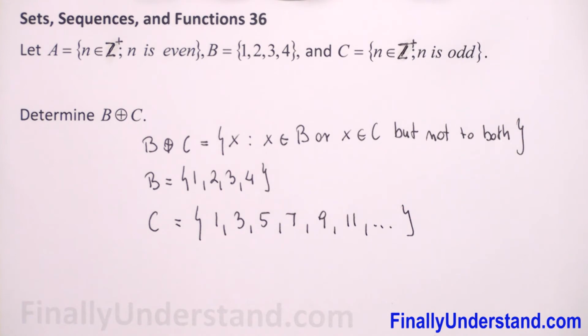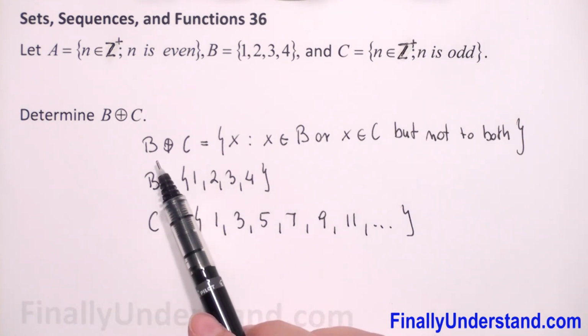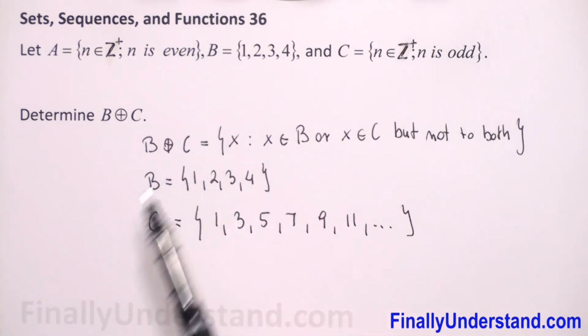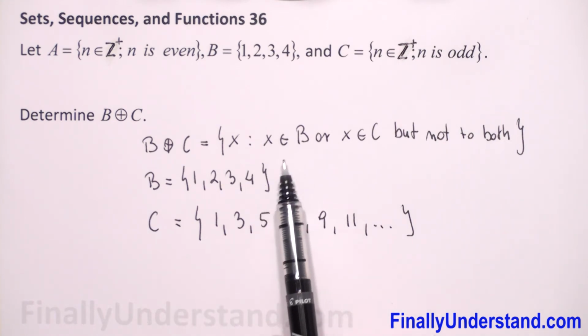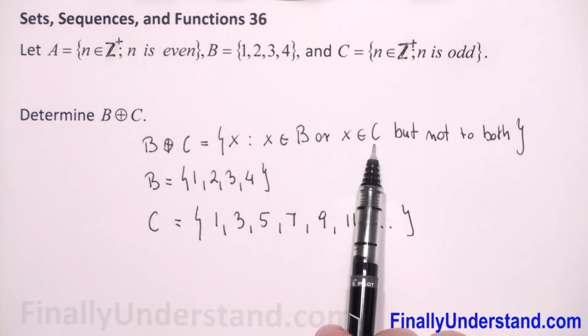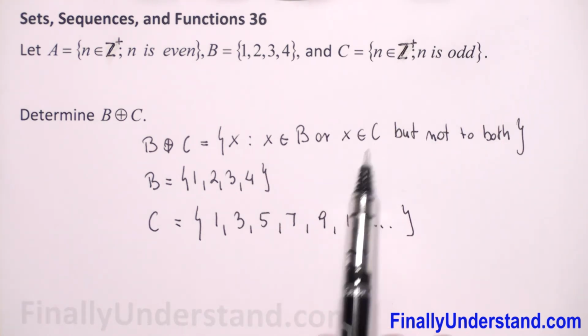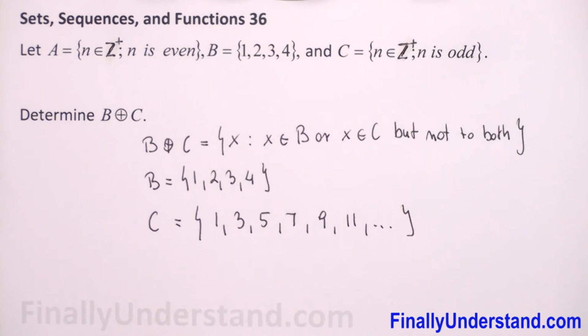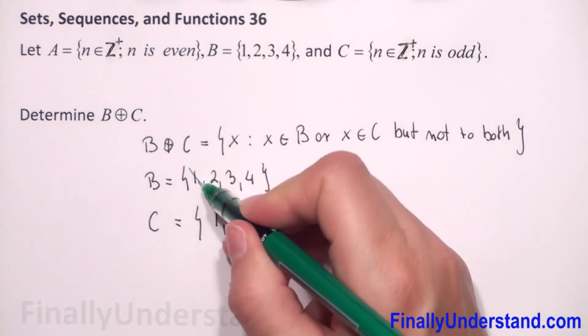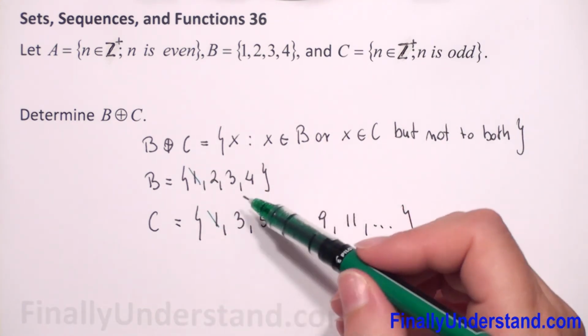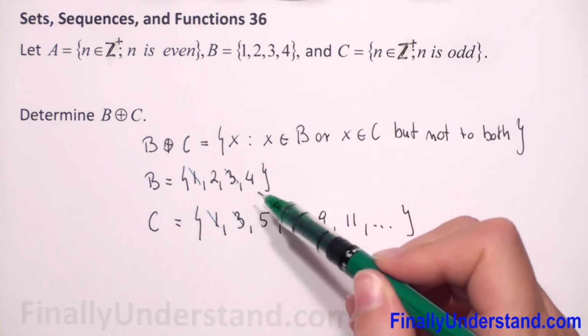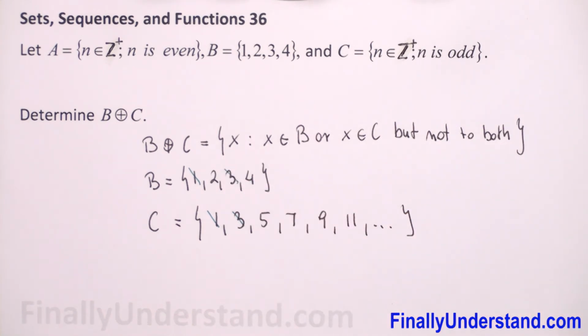So now when we have to find the symmetric difference of the sets B and C, we have to put all numbers from set B and from set C, and we cannot put numbers which repeat. So we have 1 and 1, so we cannot put. Next we have 3 and 3, and 2 and 4, we don't have it in set C.